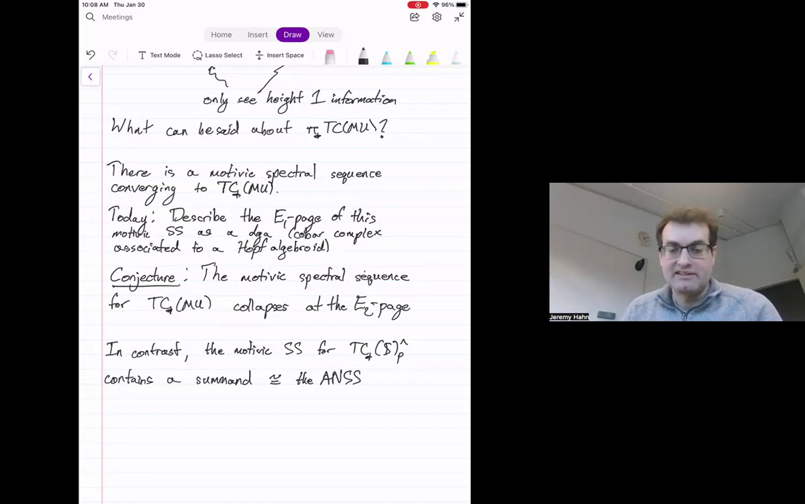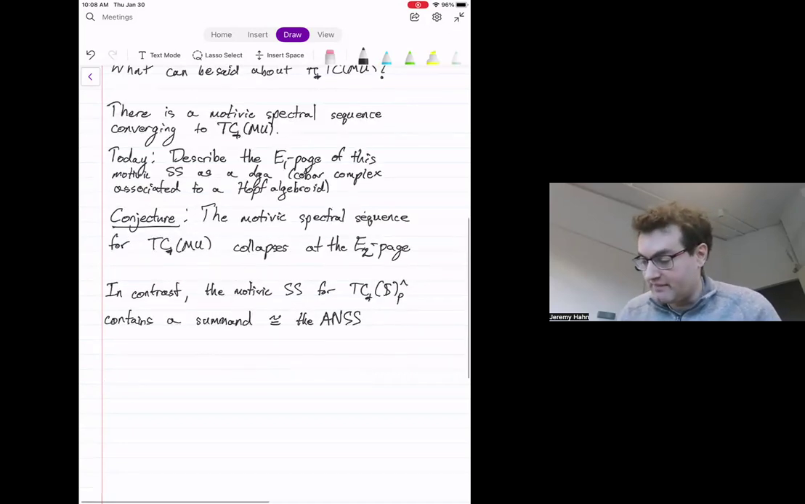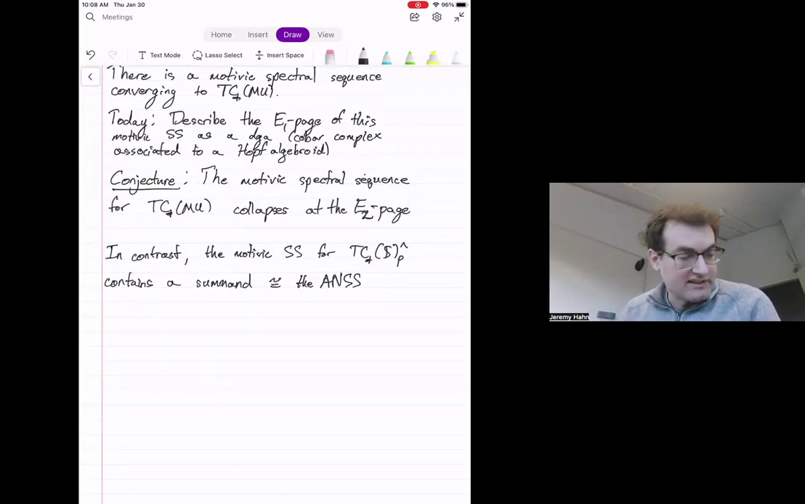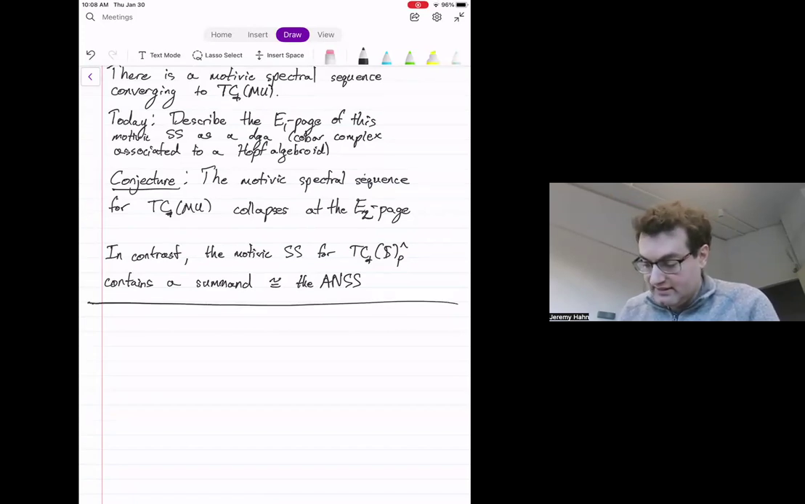Now, I don't know how seriously you should take the conjecture that it collapses at the E2 page, but I think it might be somewhat reasonable. And in any case, making that kind of conjecture may encourage some people, I hope, to engage with the algebra of this E1 page I'm going to describe, and maybe make some explicit computations of TC of MU. So before getting into the E1 page, maybe I should just very briefly remind everyone about what TC is so we can see how to calculate it. So what is TC?